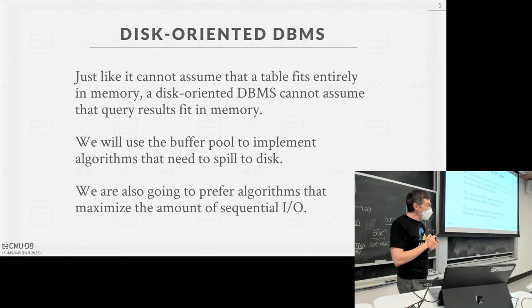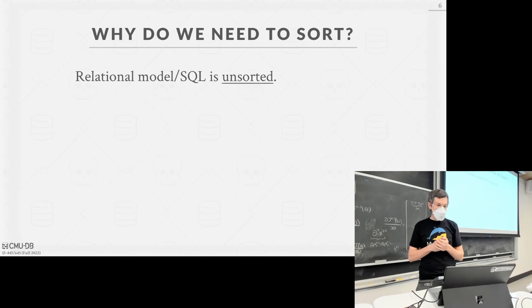All right, so today we're going to start off with the simple primitive of sorting. This seems obvious: why do we need to sort in a database? Well, it's because of the relational model.